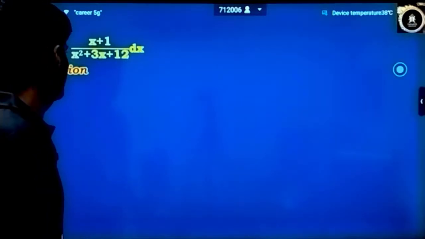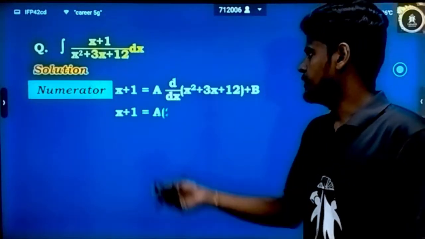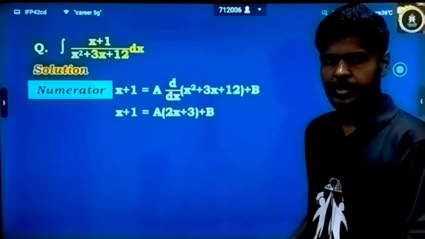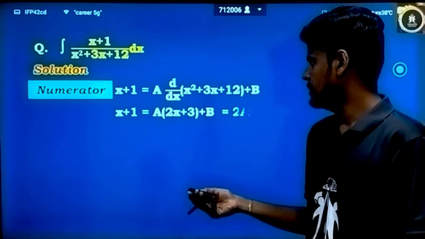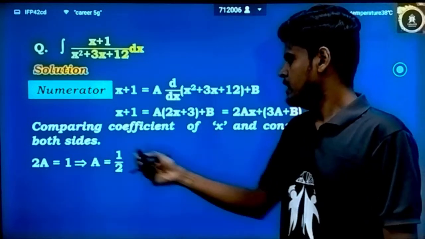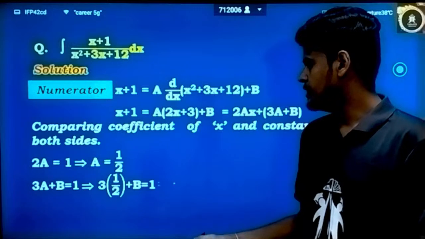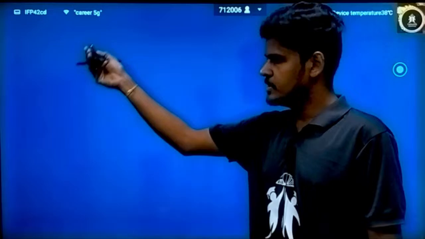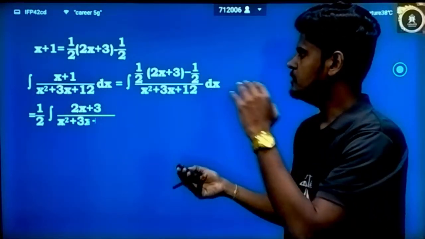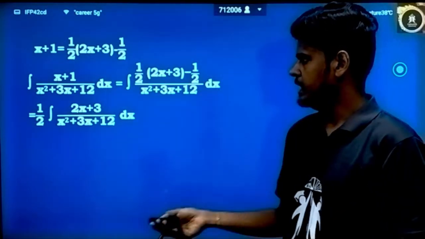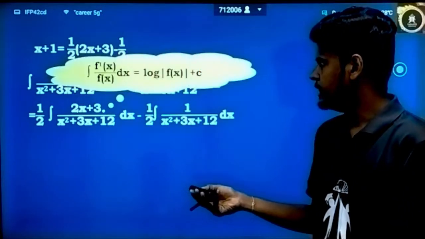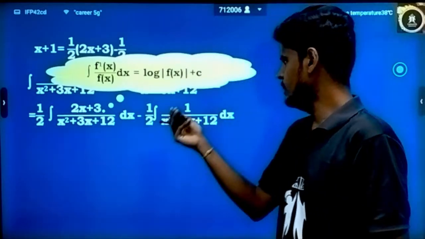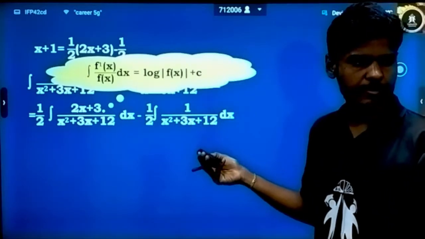Now we will see the solution. So what we need to do first is write the numerator as some constant into the differentiation of the denominator plus b, another constant. From that we can find the values of a and b. a is equal to 1 by 2 and b is equal to minus 1 by 2. Now use these values, write the integral and split it into two separate integrals. The first is of the form f dash of x by f of x, dt by t. Here this can be converted into standard form.